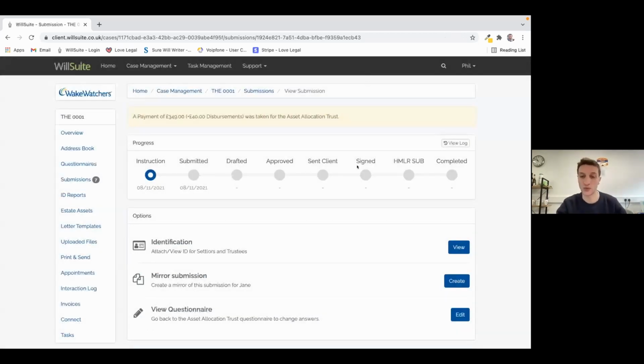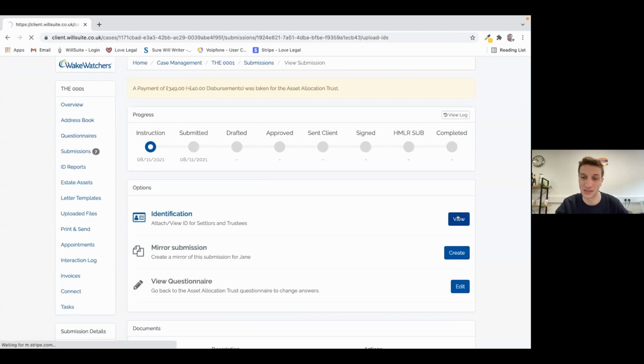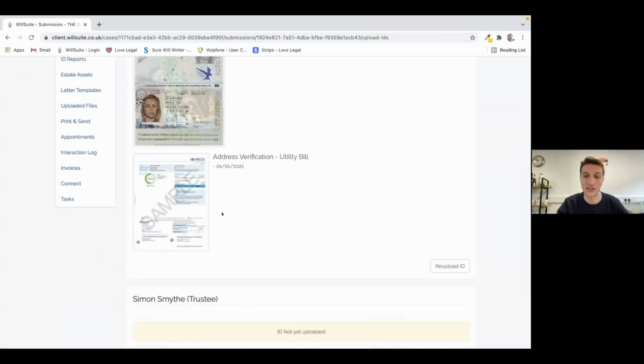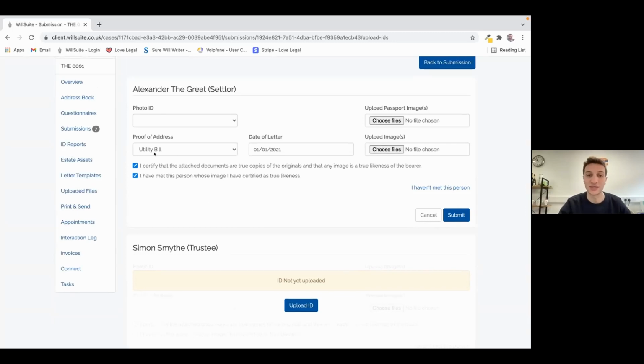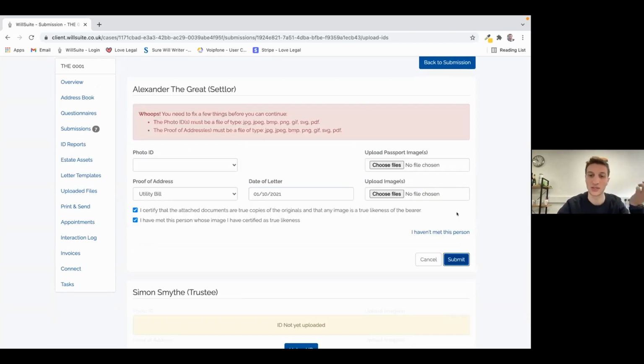So what you'll be able to do is go back onto the identification process, look at the IDs that you uploaded, and say, okay, actually I uploaded an ID which is from the 1st of January, it's too old. So what I want to do is click on re-upload ID, say the utility bill is actually from the 1st of, I don't know, October, for example, of 2021. So then you click Submit again.